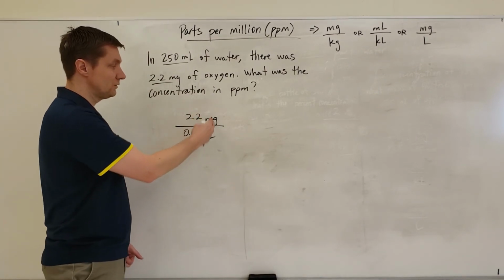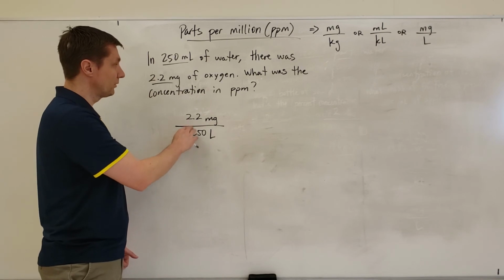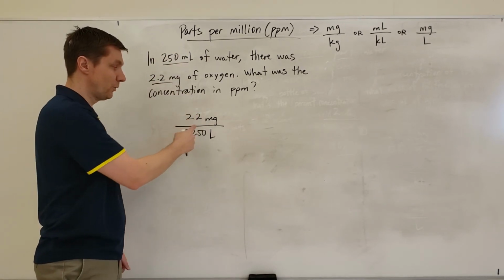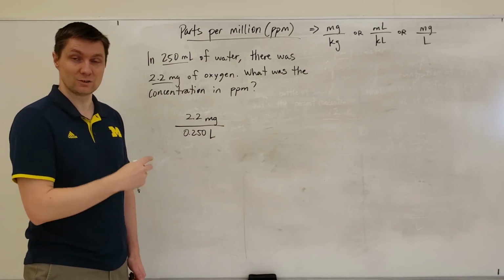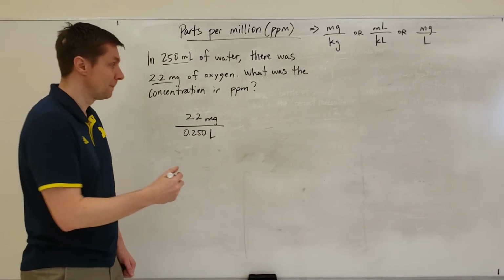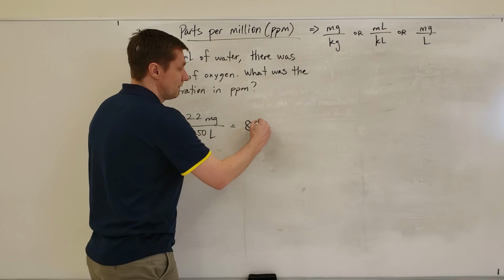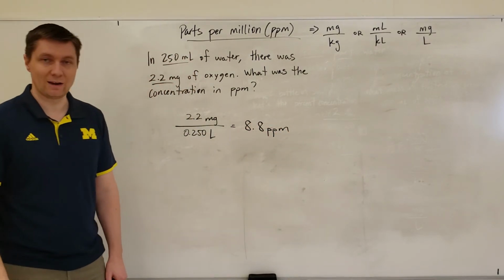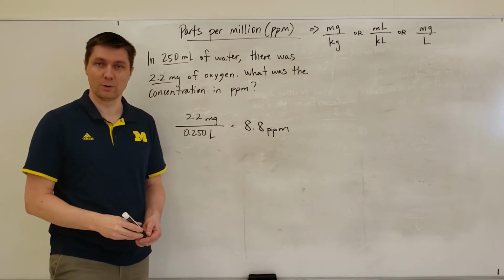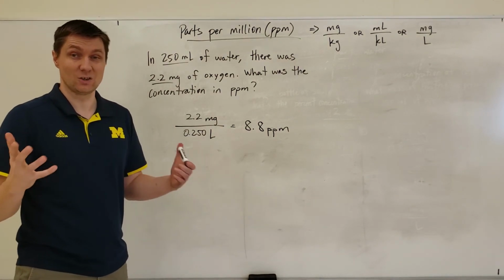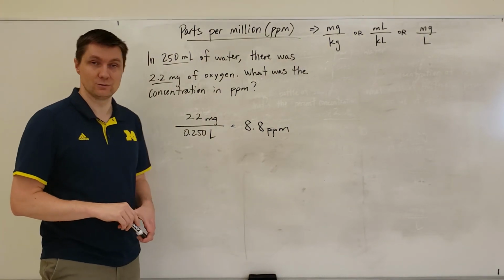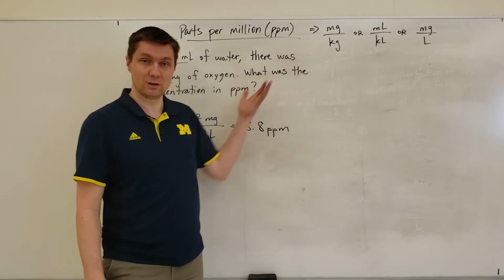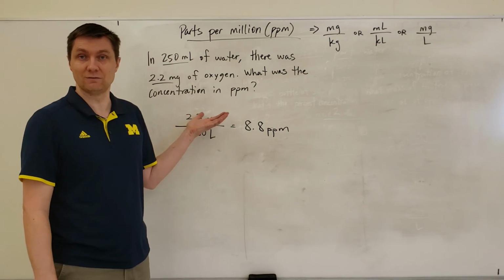So now that these units are expressed properly with the numbers that were given to me in the question, I can just go 2.2 divided by 0.250 in my calculator, and you hit enter, and that punches out as 8.8 parts per million. And that's it. That's all you really have to do in order to do these calculations. Select the right unit ratio that you need based on the information that's given to you in the question.